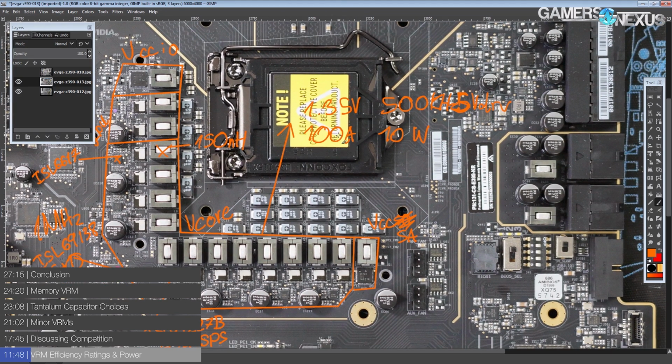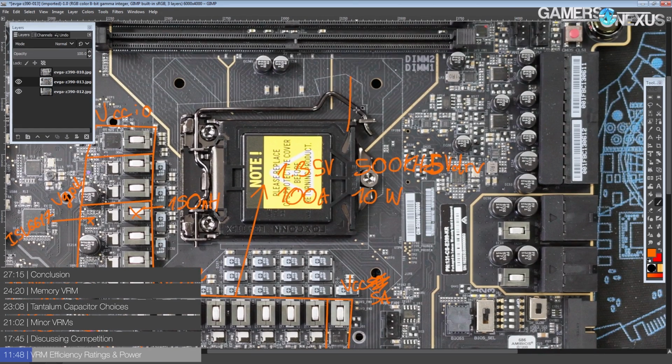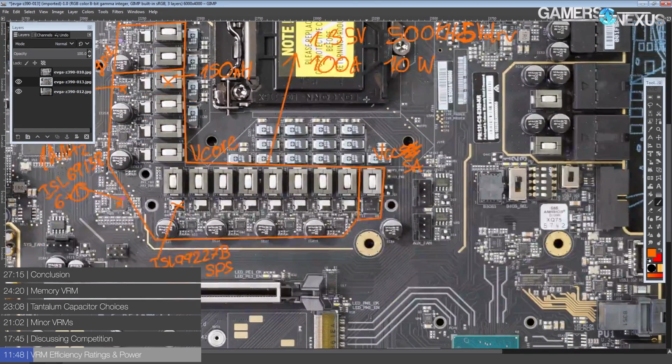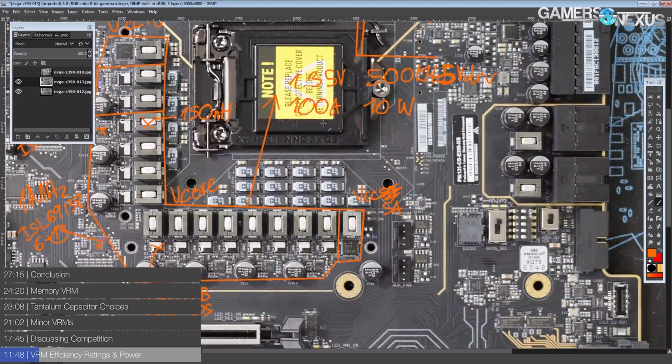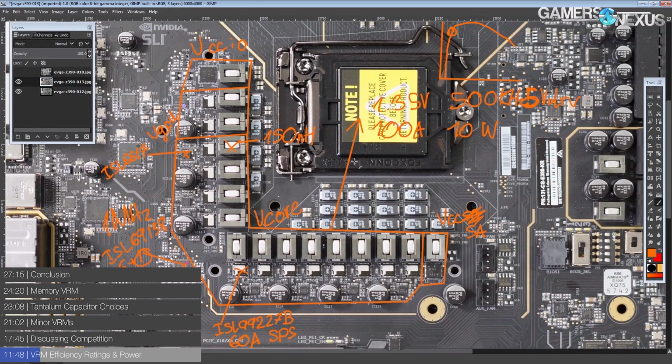And interestingly enough, if you look at the efficiency curve for a standard power stage, like say the ISL99227B, normally the curves look like that, and this falls into this part. So honestly, if the board is pushing less than 100 amps, assuming EVGA has the voltage controller properly configured, it shouldn't even run all 12 phases if you're pushing only 100 amps.